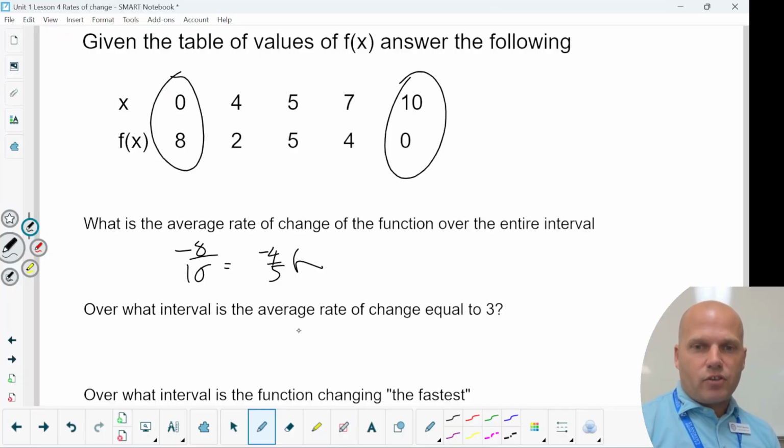Over what interval is the average rate of change equal to 3? Right here, 4 and 5.